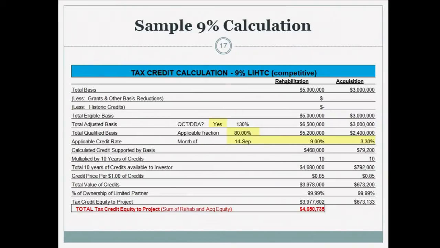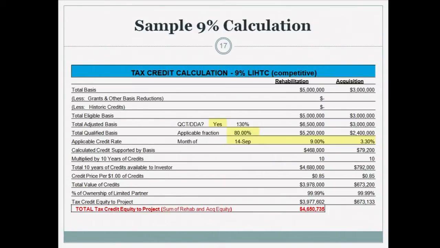And then you drop down; there are certain things by which you would reduce that number if you had grants or historic tax credits. This deal does not have either of those. So what we're left with is what we call eligible basis. That's the amount after you reduce the basis by any of those numbers above. So that remains at $5 million. And then this one is in a qualified census tract. So the next line multiplies your $5 million basis times 130%. That's the 30% basis boost, and it increases your basis to $6.5 million.